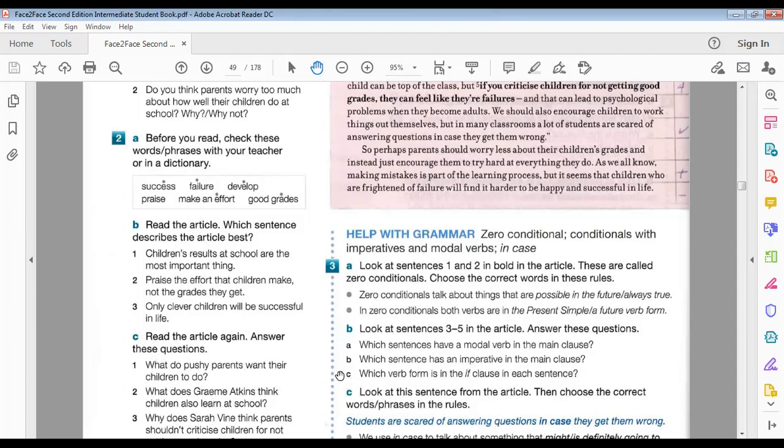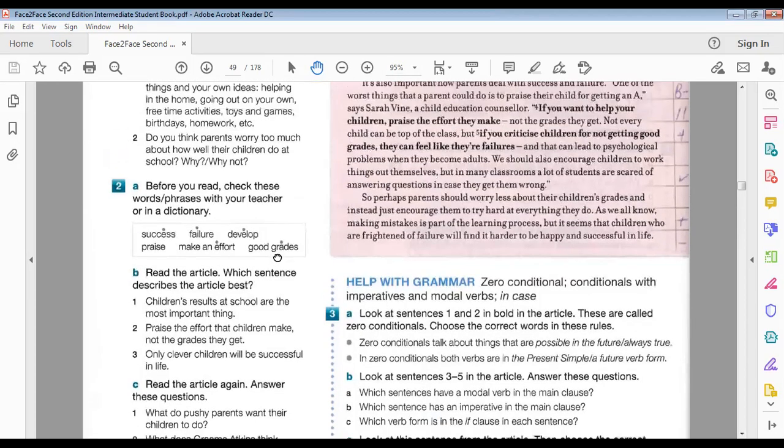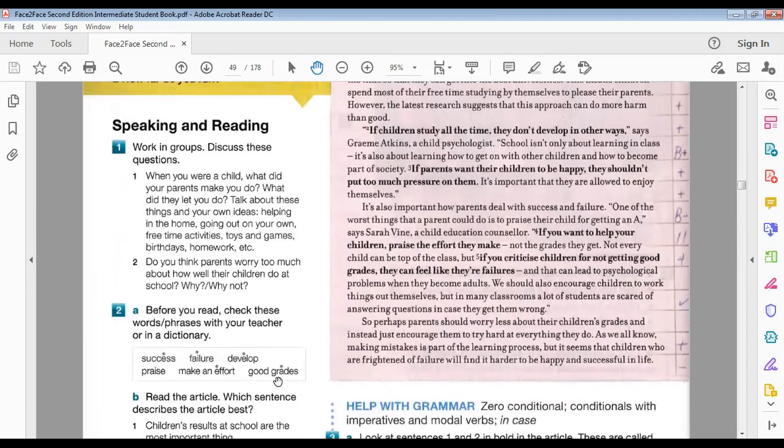Now, can you read the third part of the question here? Which verb form is in the if clause in each sentence? Let me take you. So check the verb form in the if clause, number 3, 4, and 5. If parents want their children to act.